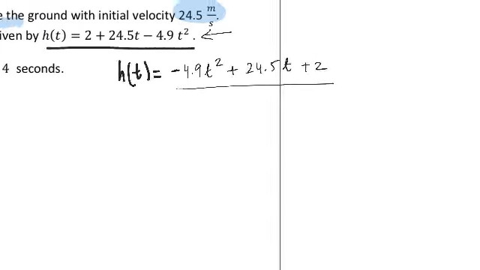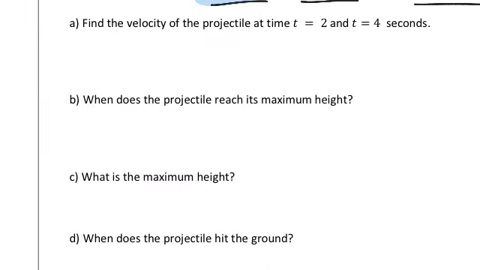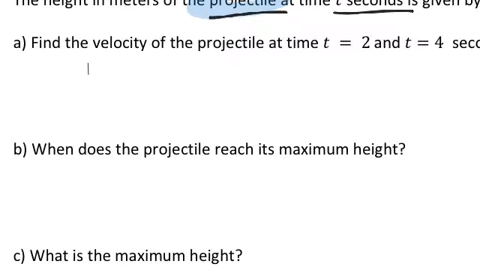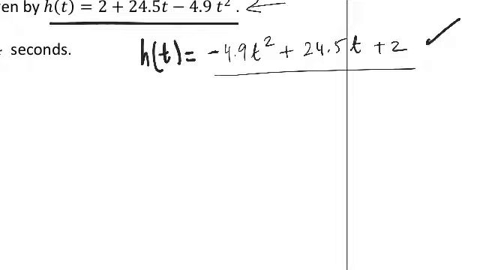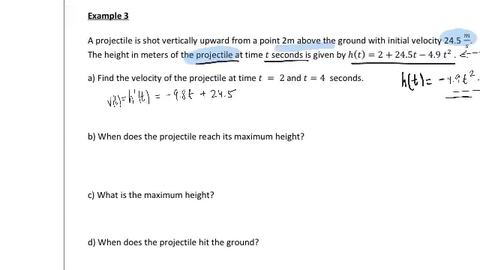And while you can do this one without calculus, if it were not a quadratic equation, like in the last problem, then of course you need calculus. Anyway, it says find the velocity of the projectile at time t equals 2 and t equals 4. So there we're just taking h prime, right? V of t would be equal to h prime of t, and that comes out to be, in this case, negative 9.8t plus 24.5, and that will be in meters per second.